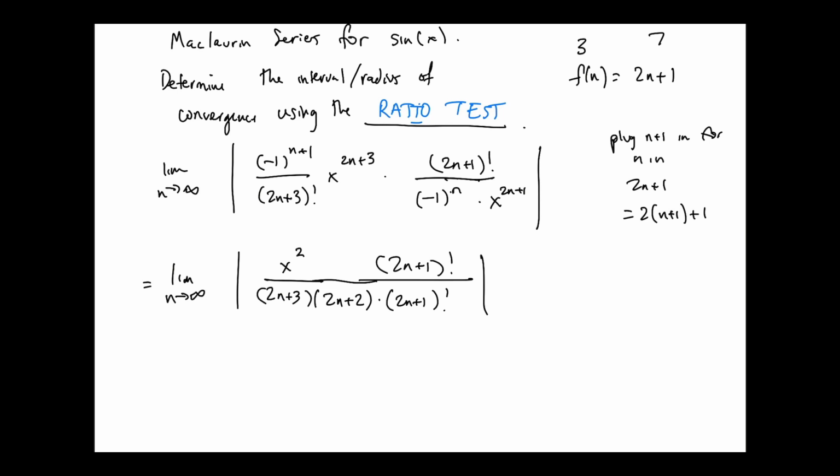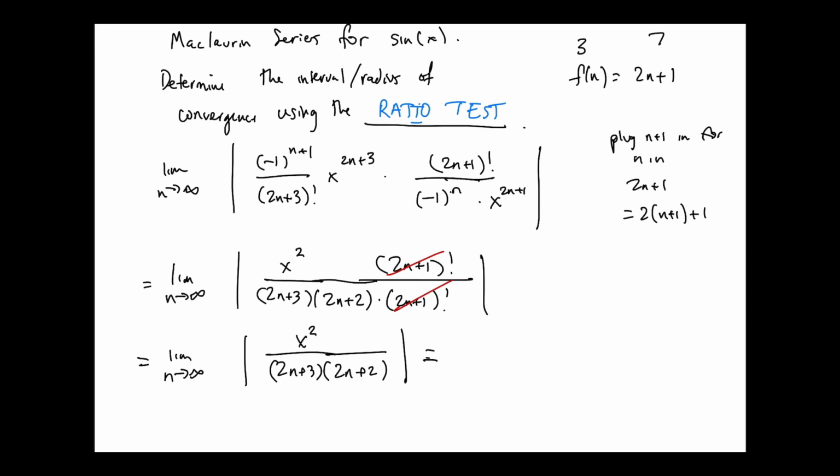Okay, so we cool with the simplification up to here? No. Okay, so then the 2n plus 1 factorials cancel. That's nice. So this and this go away. And all we're doing now is taking the limit of that.